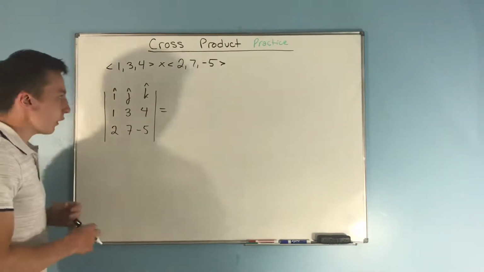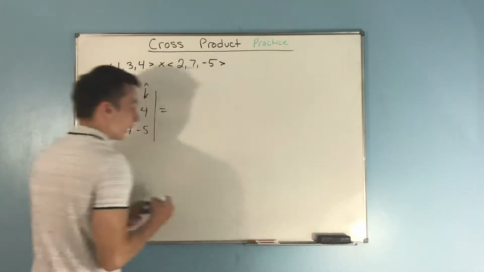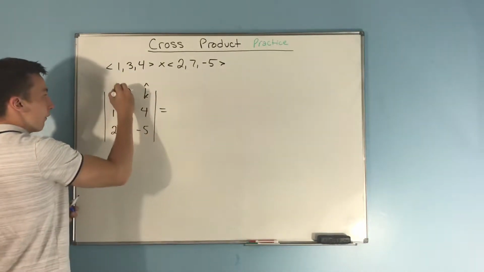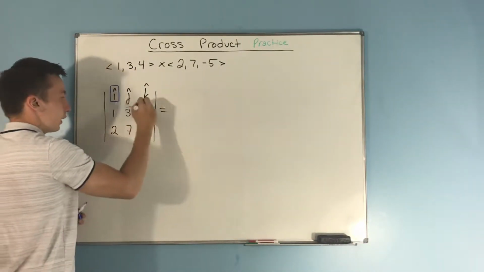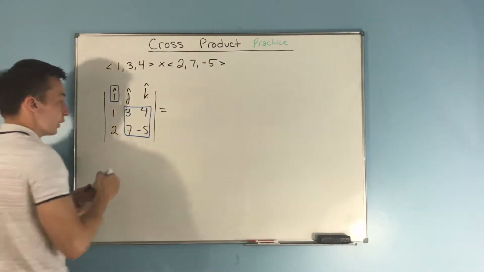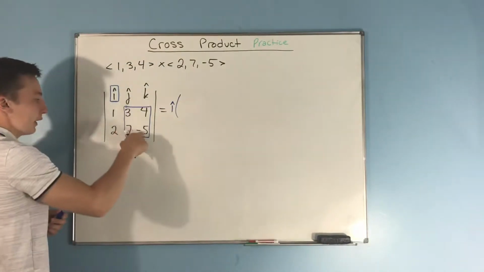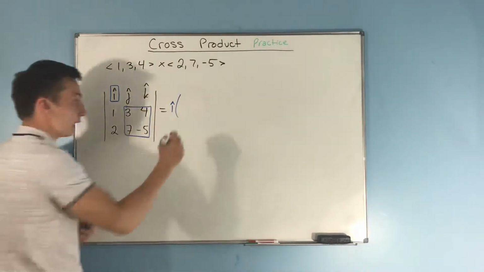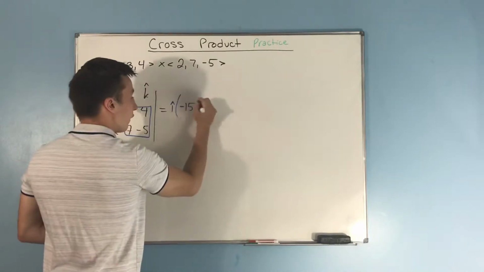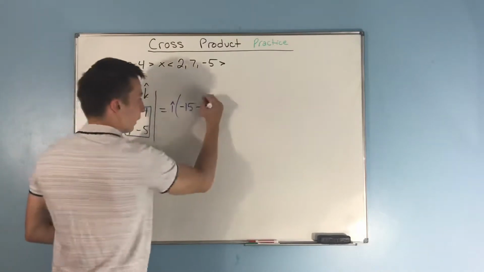So first, we have i times the determinant of this 2 by 2 matrix, which will be 3 times negative 5, which is negative 15. And then you're going to subtract 7 times 4, which is 28.